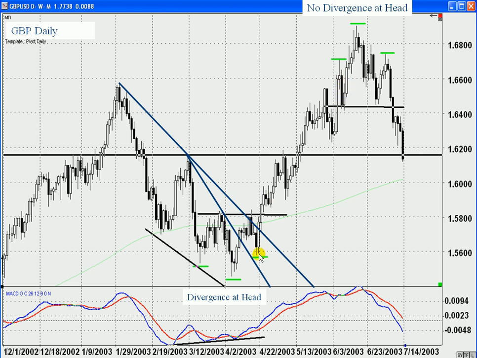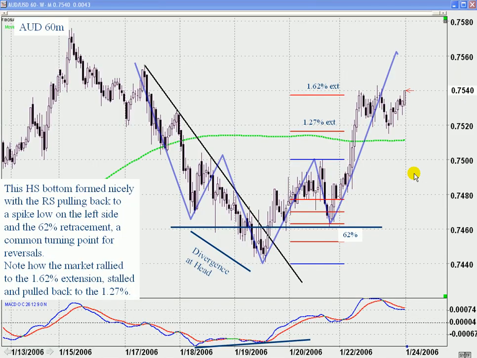We rally from this base, from the right shoulder base, we rally 1200 pips before generating a new reversal formation and down.